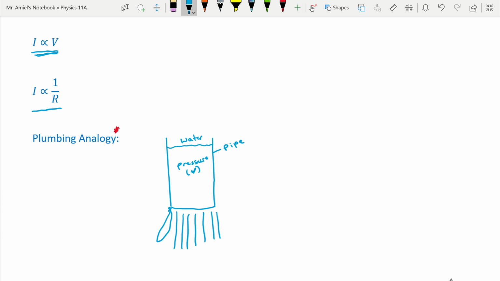Now, if we do something like this, we make a bend in the pipe like this, where we reduce its circumference. And now we do the same thing. This is still our pressure, and we can even have the same pressure that we had in the first situation. And we can have our water here too.